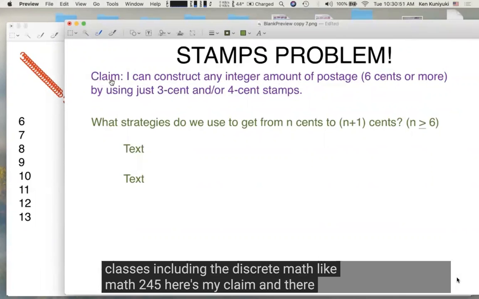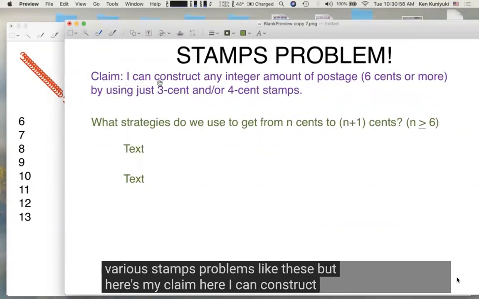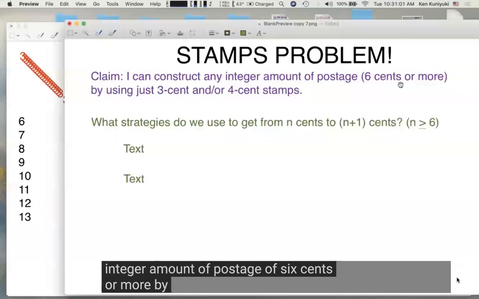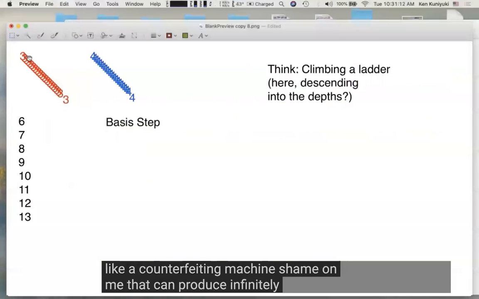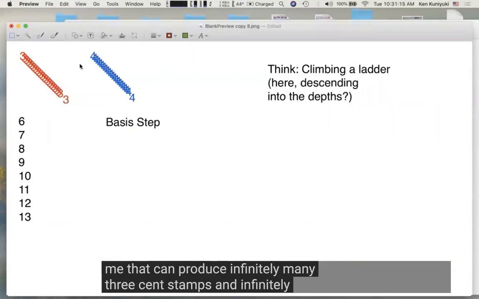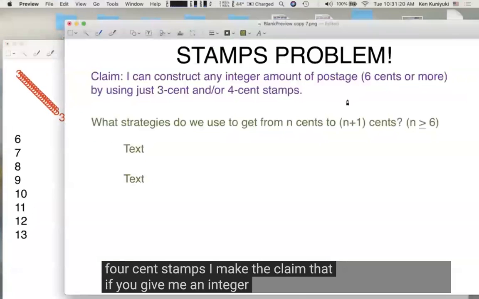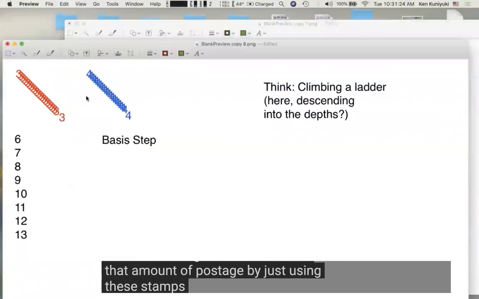Here's my claim, and there are various stamps problems like these. I can construct any integer amount of postage of 6 cents or more by using just 3-cent and or 4-cent stamps. So if I had a machine, like a counterfeiting machine, shame on me, that can produce infinitely many 3-cent stamps and infinitely many 4-cent stamps, I make the claim that if you give me an integer number of cents, 6 or higher, I can construct that amount of postage by just using these stamps.